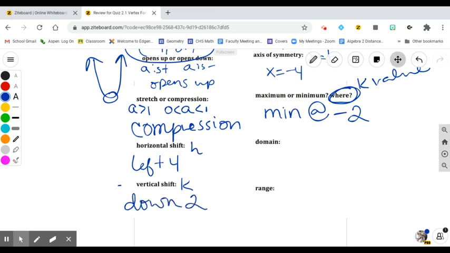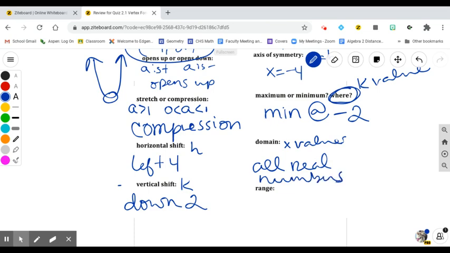Okay, next is domain and range. Remember, domain is your x values from left to right, which is always going to be all real numbers. Okay, and then the range. For range, we use the k value.